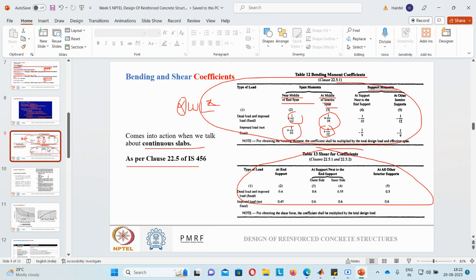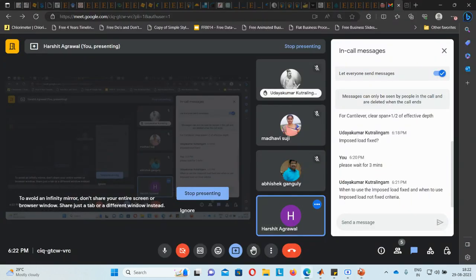So when we are talking about dead load or something, our imposed load will be fixed, and when we are talking about something like live load acting on the floor, then the load will not be fixed. So in that case we consider the second row. Imposed load is something that is acting on the top of the floor, apart from the dead weight. Imposed load can also be two types: something which is fixed on the floor that won't move or won't change with time, and something that is movable like people. In that way you can decide when to use imposed load fixed and not fixed.